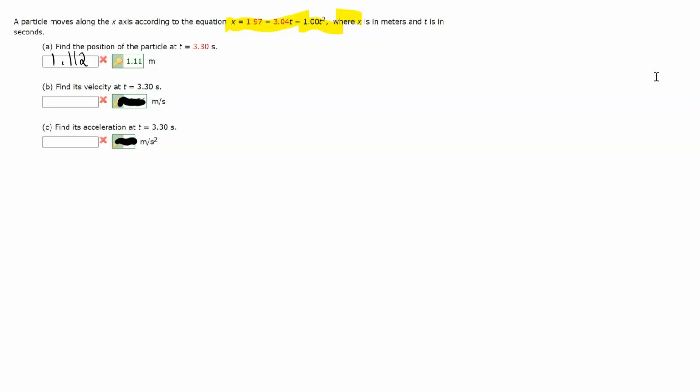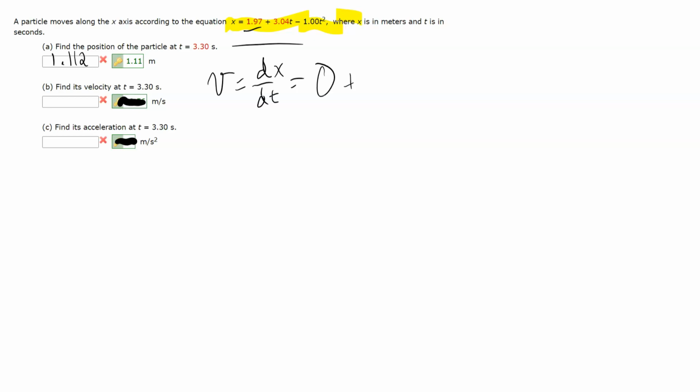So this is the equation for position. We need to find our equation for velocity. And since velocity is equal to the derivative of position with respect to time, we're going to have to do our power rule. So we're going to look at each of these terms individually. This first term has t to the power 0. So when we take the derivative of that, we get 0.